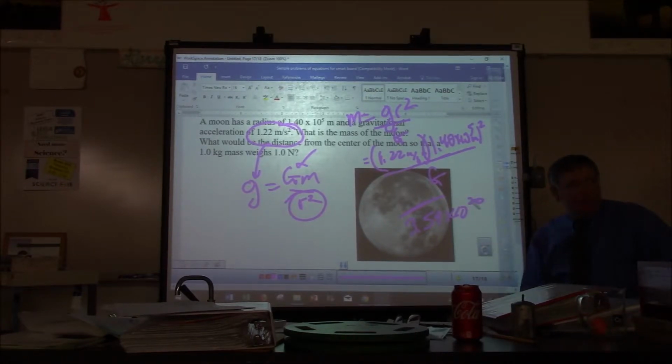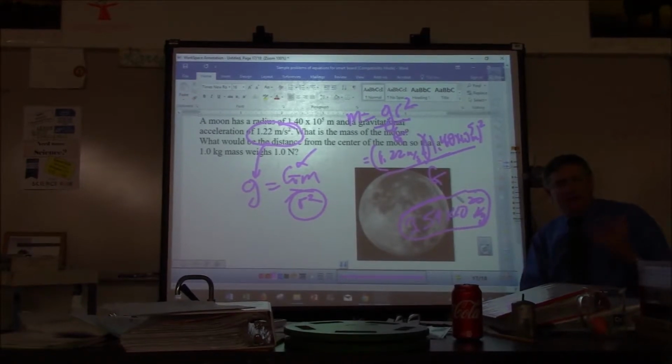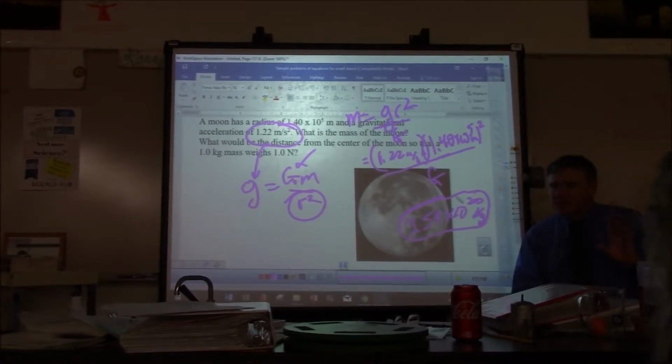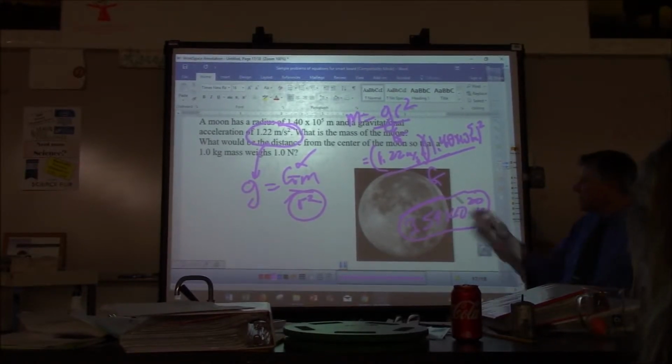Everybody cool? We're good? Okay. Now, to give you some perspective, our moon has a mass of about 7.35 times 10 to the 22nd. So this moon would be a little bit smaller than ours. Okay, so we got that one done.